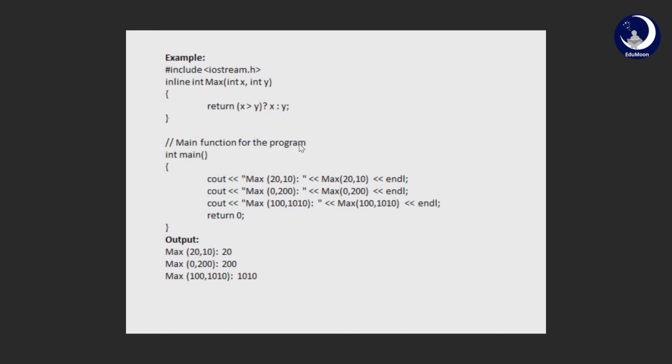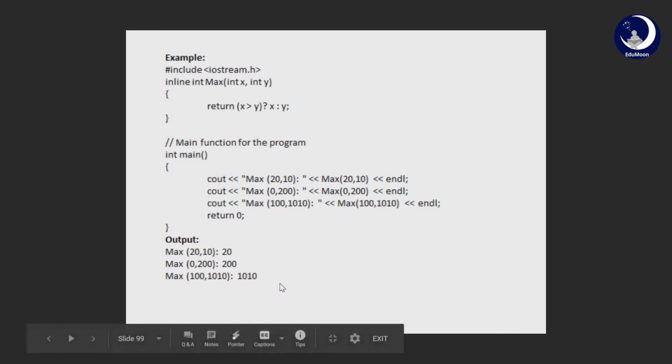Now let's look at the main function of the program. Here we have int main, cout max of 20, 10. Here x is 20 and y is 10. Yeah, 20 is greater than 10. So here we'll be getting the value as 20. Similarly for max of 0, 200, here we'll be getting the maximum value 200. Similarly max of 100, 1010, and here we'll be getting the value as 1010.